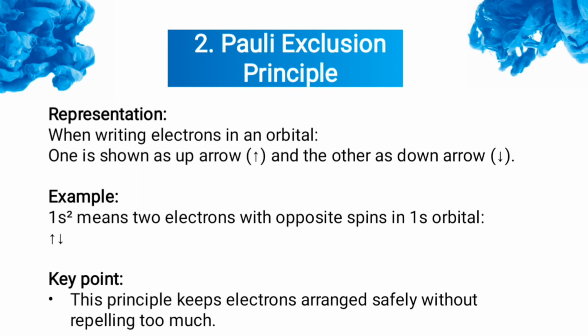Representation: when writing electrons in orbitals, one is shown as an up arrow and the other as a down arrow. Example: 1s2 means 2 electrons with opposite spins in the 1s orbital, represented by an up arrow and a down arrow. Key point: this principle keeps electrons arranged safely without repelling too much.